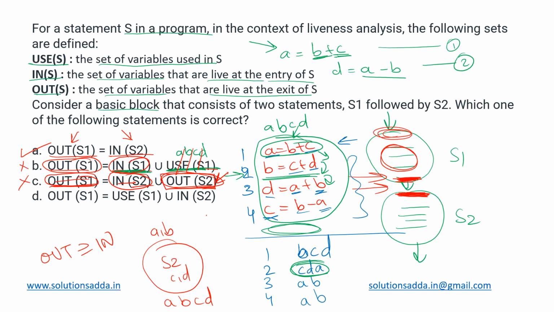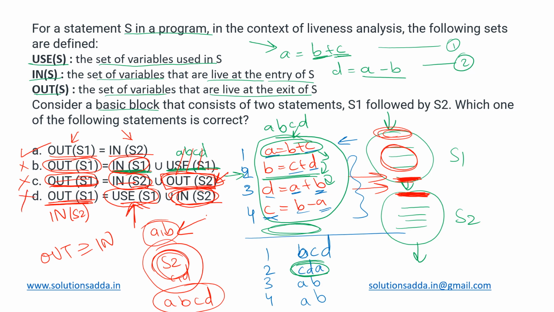Now the last one: out of S1 is use of S1 union in of S2. It simply means those live at the end of S1 will be the same as in of S2. But what they are doing is taking in of S2 and then union with use of S1. Again, the same thing. It is possible that at the beginning, only two variables were live, but towards the end, more variables were found to be live, because inside a block, more variables could be made live. So this use of S1 would be adding some more elements, and then we are taking its union with in of S2. So definitely there would be some extra elements added and both sides will not be the same. So again, this is incorrect.